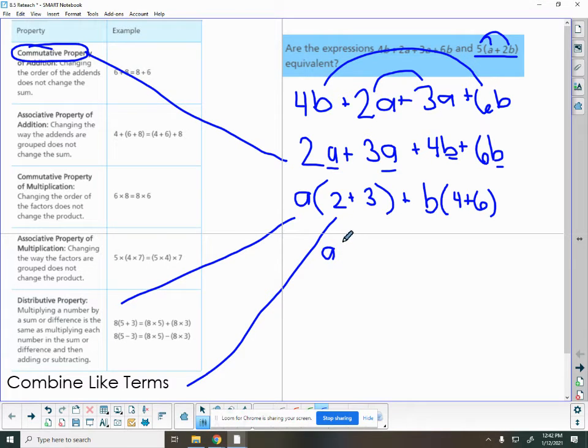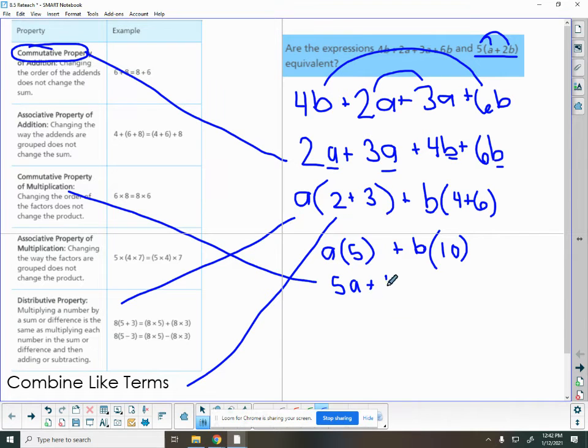So here we have 5A plus 10B. So I used my combining powers to add together the numbers. But remember, we want to use our commutative property of multiplication again this time to flip it around and make the number go in the front. So now I want 5 groups of A plus 10 groups of B.